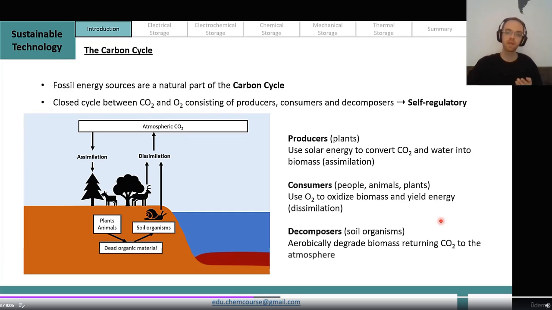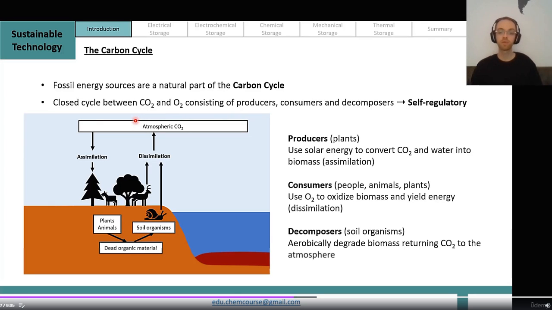So I've told you that there are producers, consumers, and decomposers. So how does this all go together? We have producers. These are so-called plants, simply. Plants are an example for this. Plants use solar energy to convert carbon dioxide and water into biomass. This is, we have a certain atmospheric carbon dioxide here, and plants use this assimilation process to convert this CO2 together with solar energy into biomass.